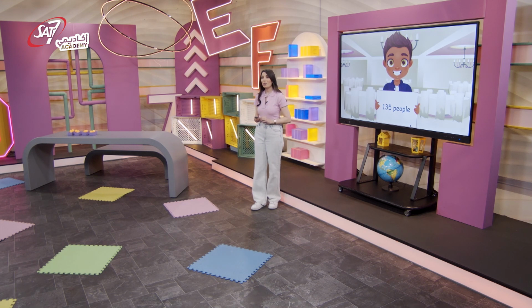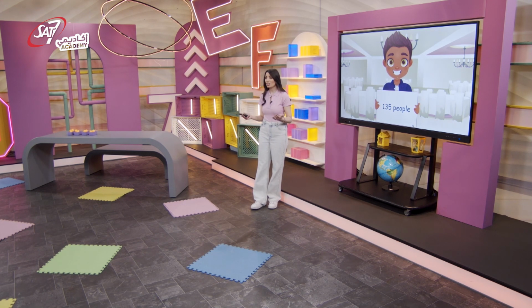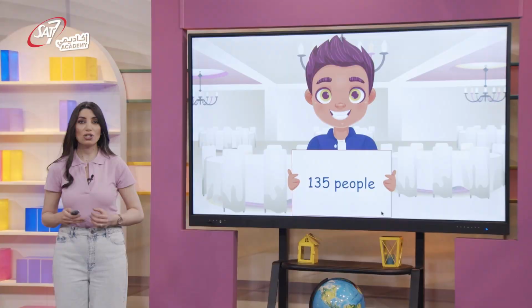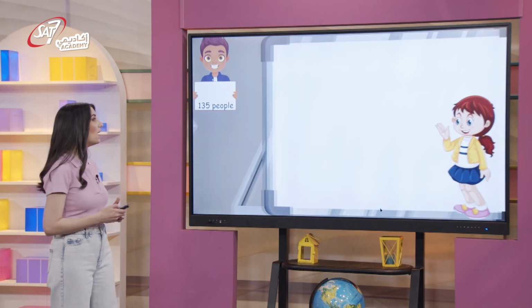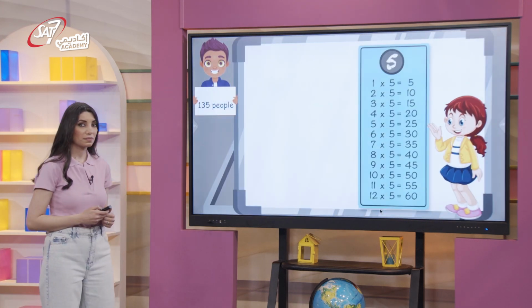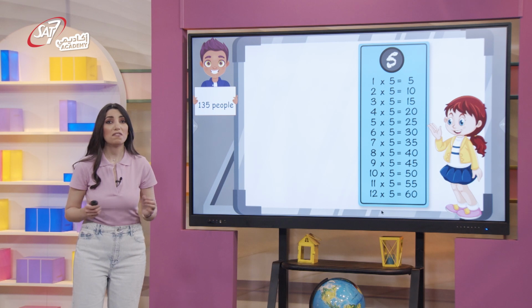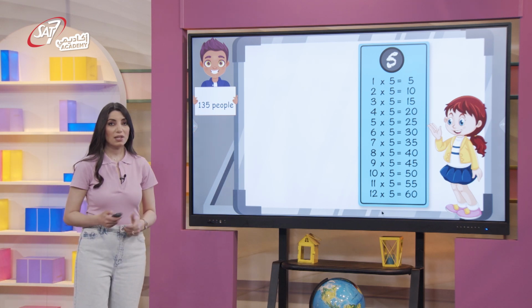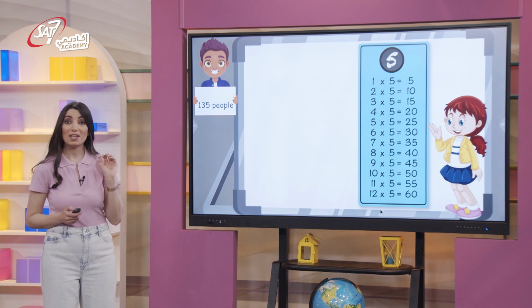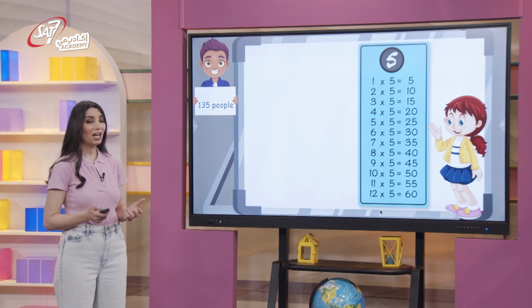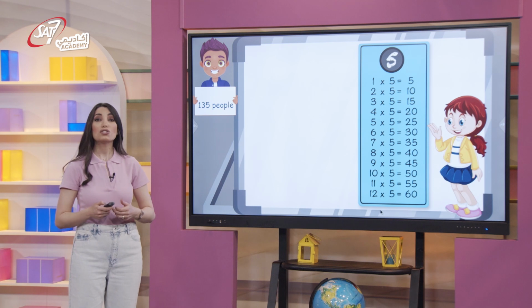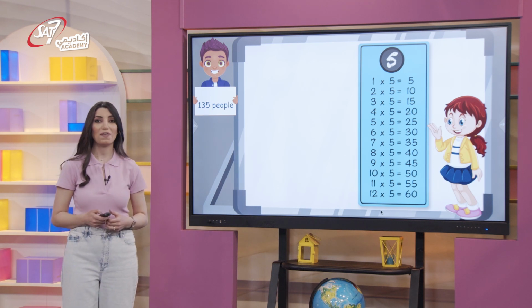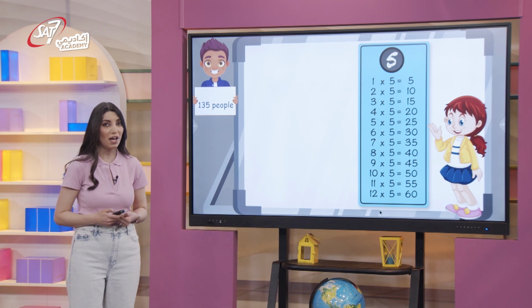We know by now that division and multiplication are related. So let's have a look at the 5 times table. All multiples of 5 end with 5 or 0. Does 135 follow the same pattern? 135 ends with 5, so yes, it is a multiple of 5. It is divisible by 5.